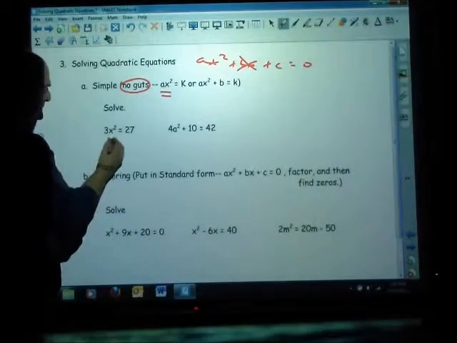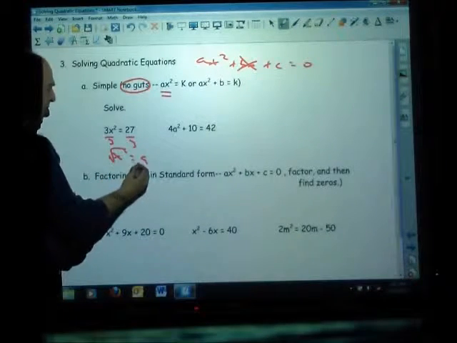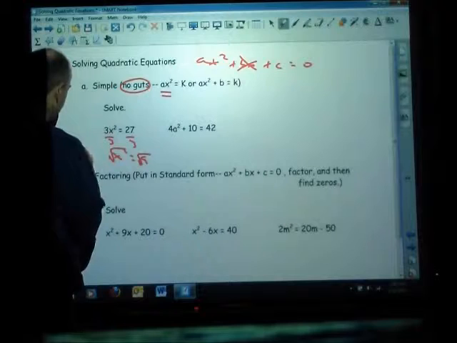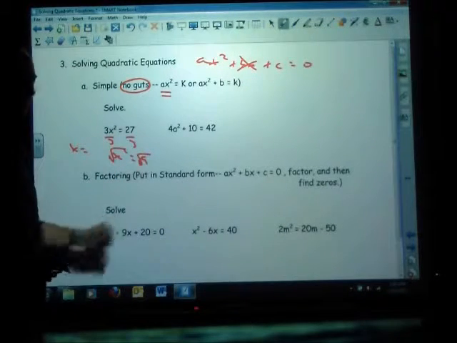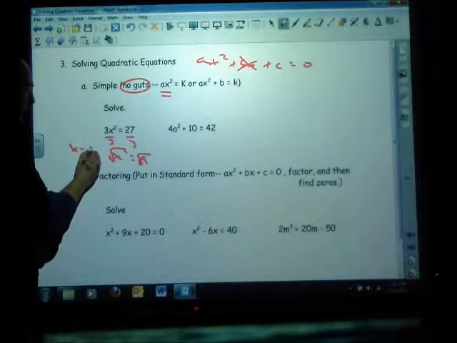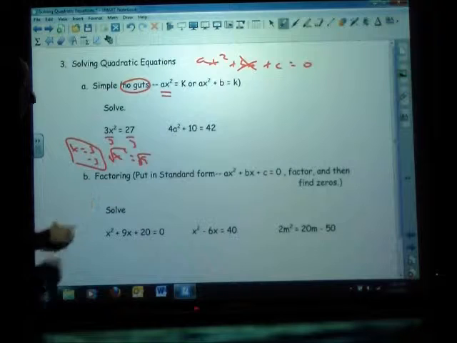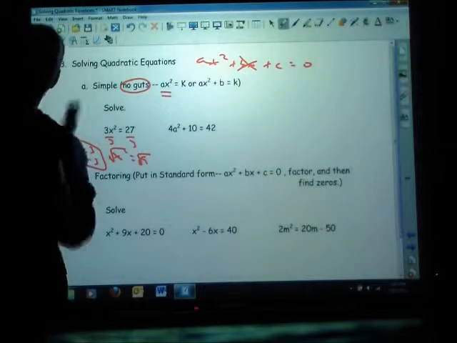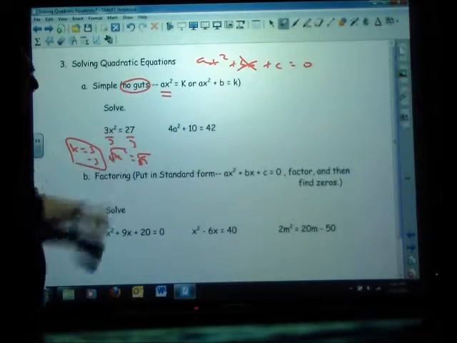So here I would divide by 3, x squared equals 9, I would square root. Now the thing you have to remember though is there are two answers here. You can square 3 and get 9, or you can square -3. Either one of those will be the solution. There are actually two sides to that parabola that are going up and hitting 27.